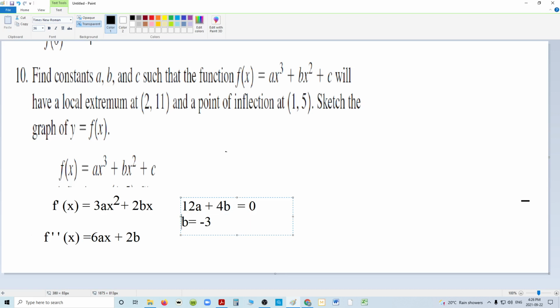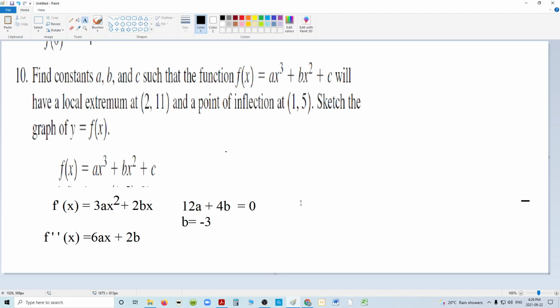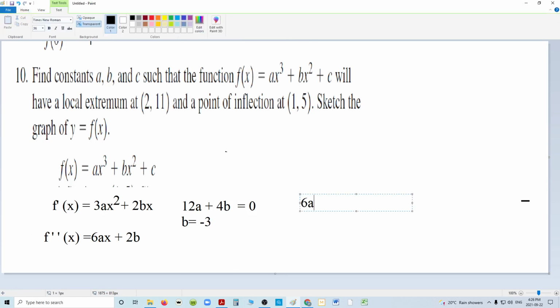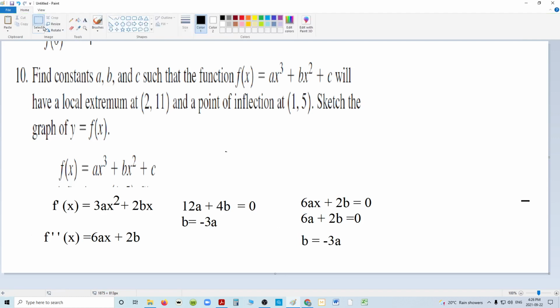Interestingly enough, if we use the second derivative now, we know 6ax plus 2b is going to be equal to 0. We also know the second derivative point of inflection is at 1 comma 5, so x is 1. So we get 6a times 1, which is 6a, plus 2b is equal to 0. Now note we get the same equation here. Oh, over here this should be minus 3a. Notice we get the same equation: b is equal to minus 3a. So it's really not that much help to us, except in graphing. So we'll just get rid of that, because we already have b is equal to minus 3a.